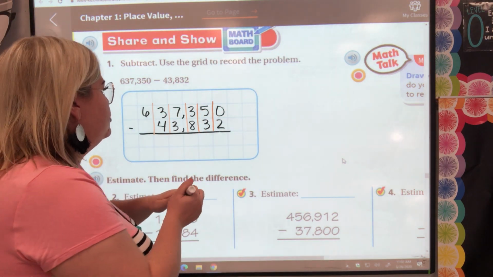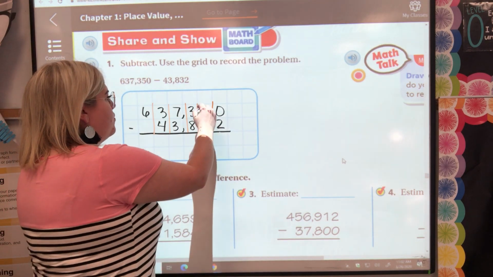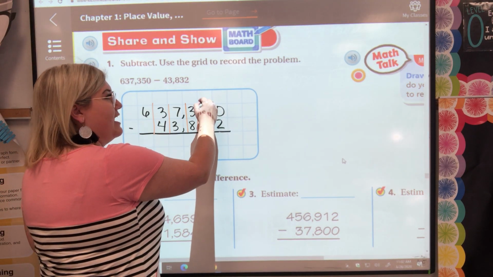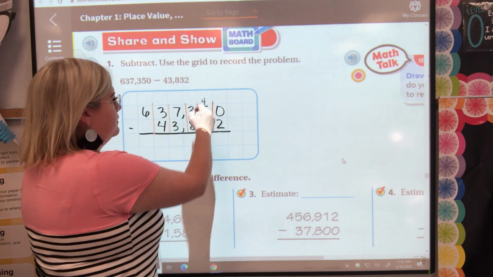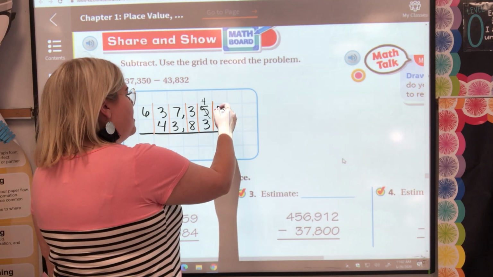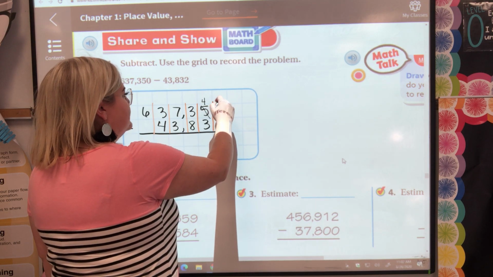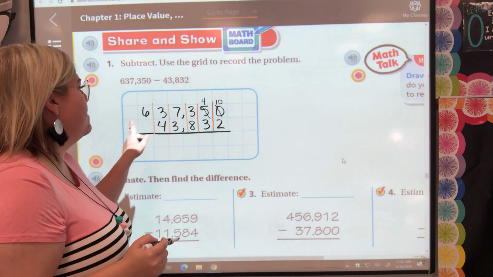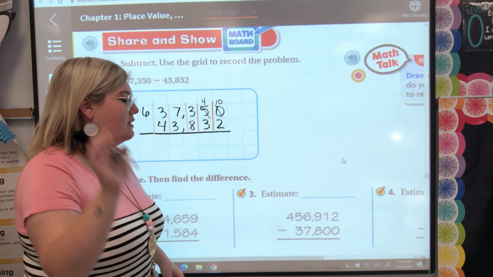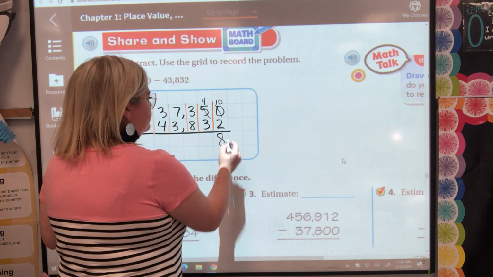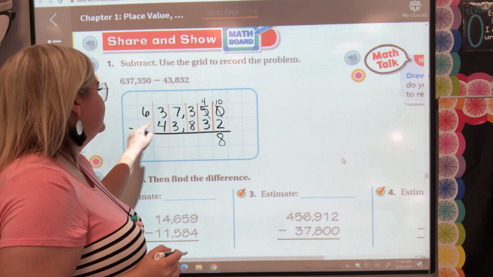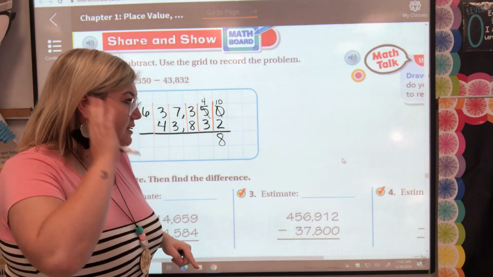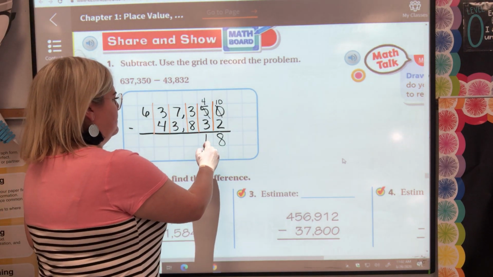So we are going to borrow from this 5, cross him out. He becomes a 4. And this 0 becomes a 10. 10 minus 2 is 8. Now we move on to the tens column. 4 minus 3 is 1.